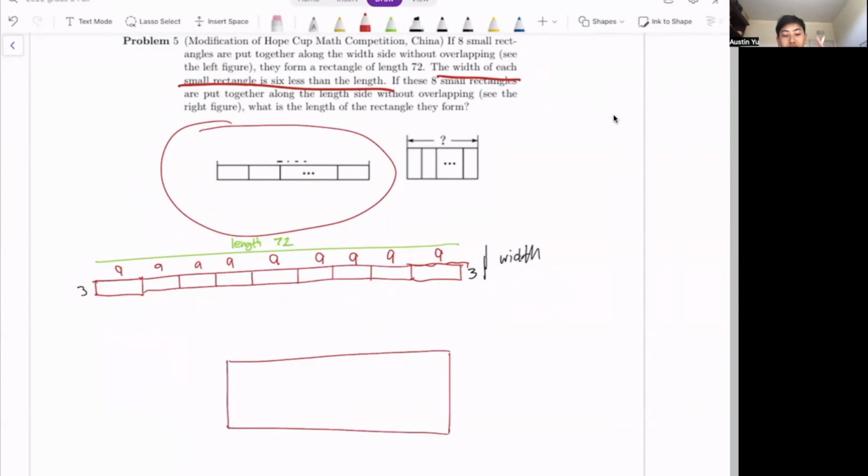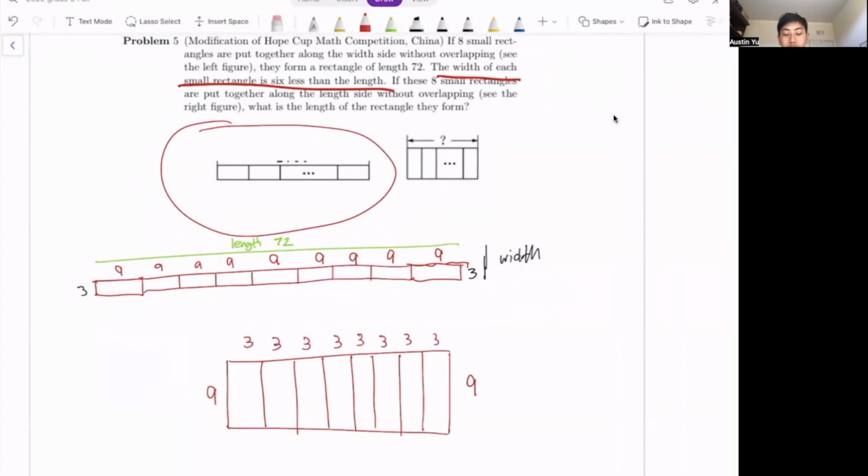This time the length is at the side, so 9 and 9. And then we just draw 8 again. So 1, 2, 3, 4, 5, 6, 7. All right. And then 3 should be at the top this time, since the width, we rotate it, because this time it's lined up along the length side.